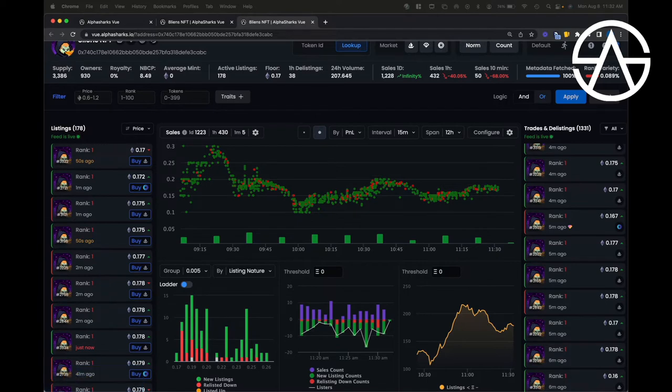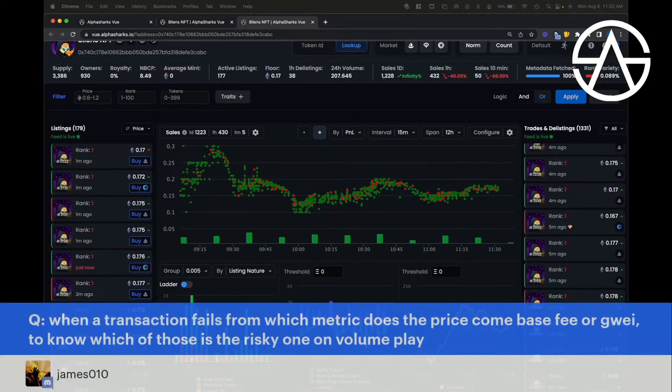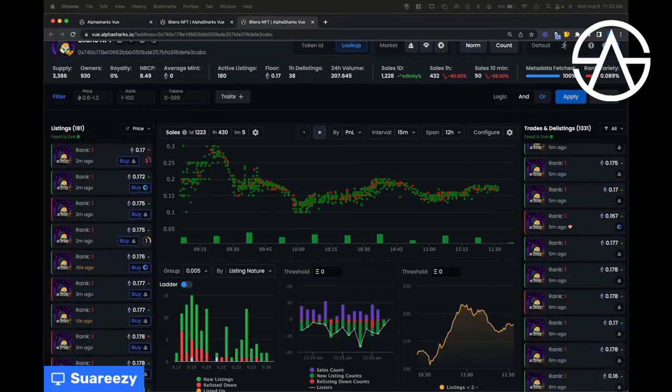James asks: when a transaction fails, which metric does the price come from, base fee or priority fee? That's a great question. I'm almost positive the priority fee gets charged. Again, I don't want to speak too much on that. There's definitely other people in here that can help out with that answer.